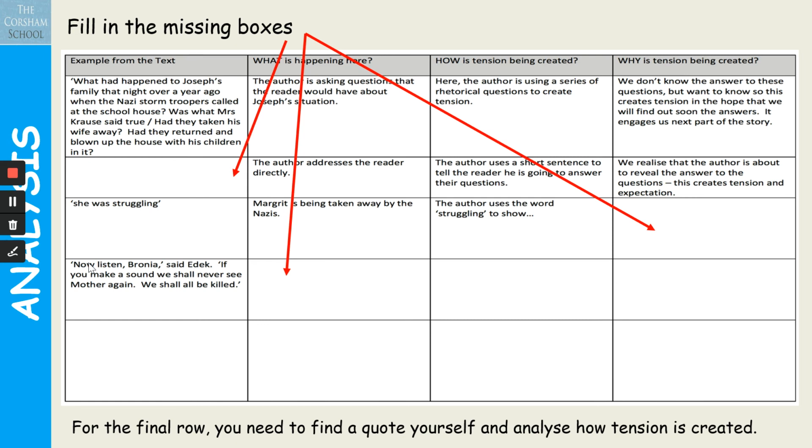After you've done this, as a challenge, you have the final row, which is completely blank. So you use your own quotation and explain what's happening, how that tension is created, and why the tension is being created. That final row is a challenge for you to complete yourself. There is a Task 19 JPEG or video which gives you the answers for all of the boxes aside from the final row. So when you've completed this grid, you can have a look at that and see how you've done. Good luck. I hope you're up for the challenge.